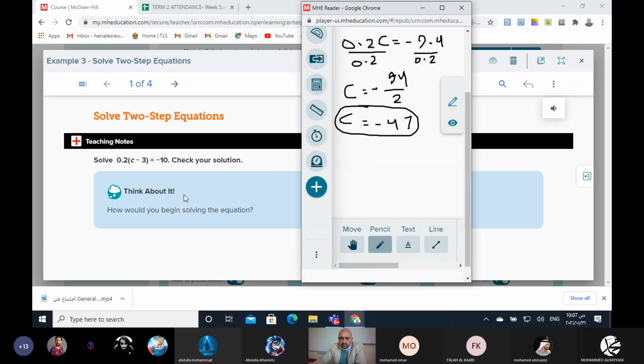Now we want to check. Go back to the same equation. We have 0.2 times the value of C, now minus 47, minus 3. Is it equal minus 10? And on this side, minus 47 and minus 3 will be minus 50. So now we have 0.2 times minus 50. Is it equal minus 10?